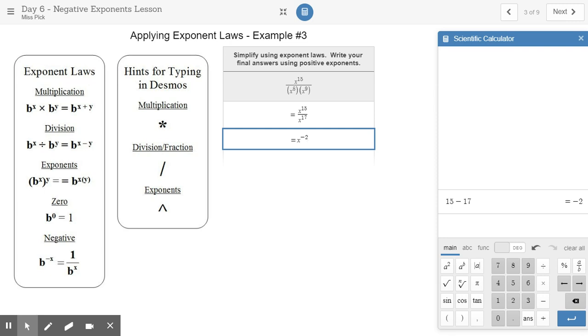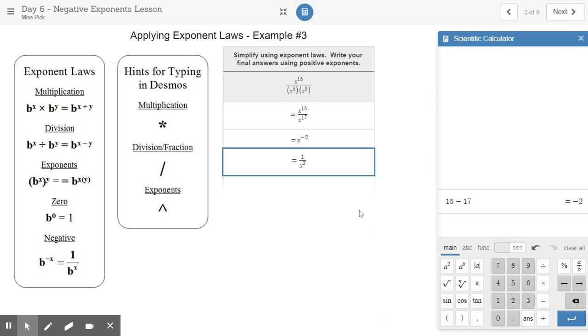Now the question asked for positive exponents in our answer, so I do need to have one more step. So I'm going to hit enter. A negative exponent makes a fraction. So this is going to equal 1 over x to the power of 2. So I know it's a fraction, so I'm going to use that / to make the fraction. I'm going to put 1 on the top and then arrow down to the bottom, and then x. To do the power of, I do shift and 6, and then 2.